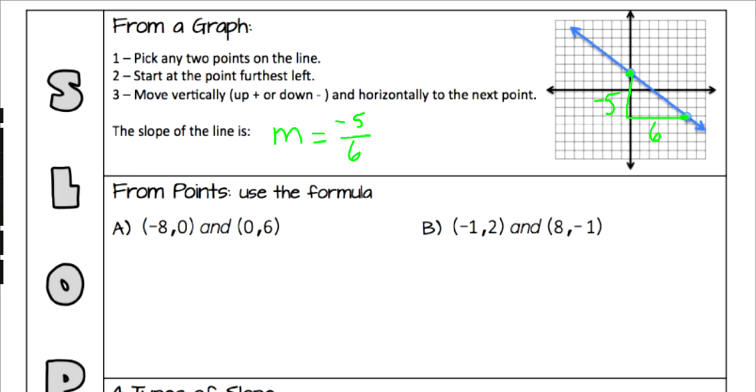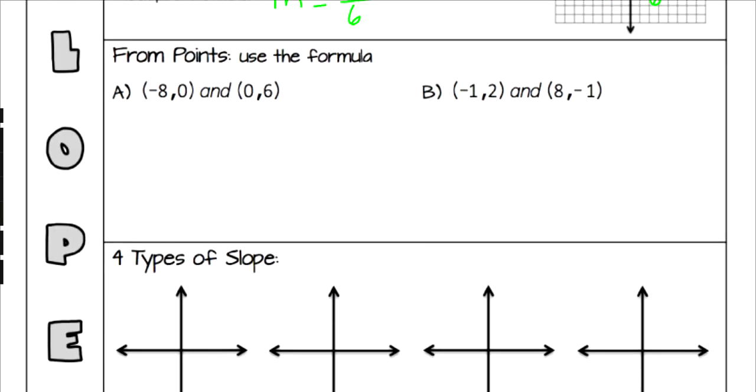Next, we need to be able to find our slope between 2 points. So not on the graph, but just given to us in coordinate pairs instead. So we're going to use that slope formula that we wrote down up above. So that slope formula, again, just so we have it here to reference, is y2 minus y1 divided by x2 minus x1.